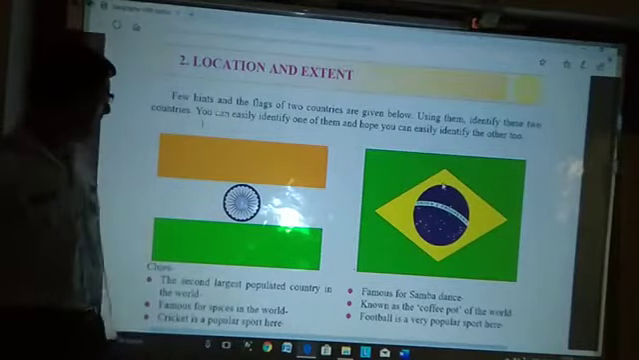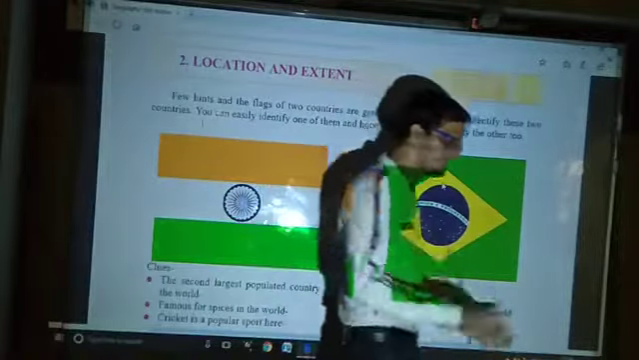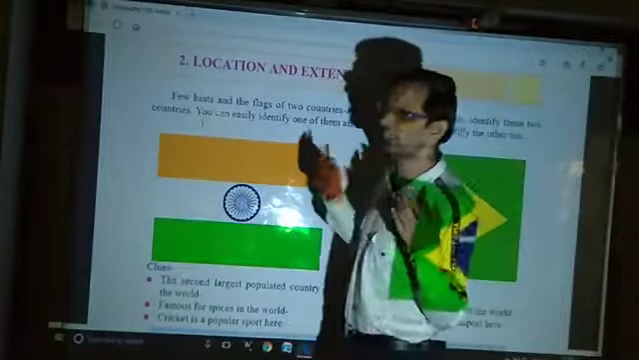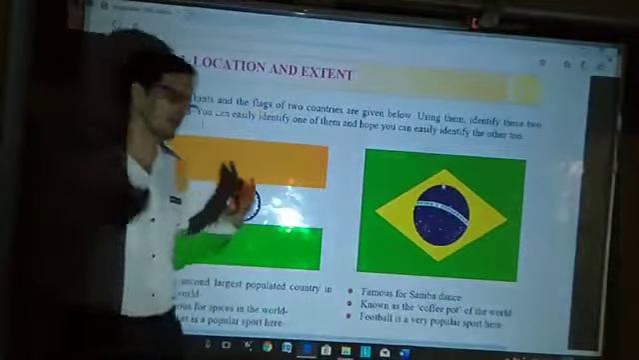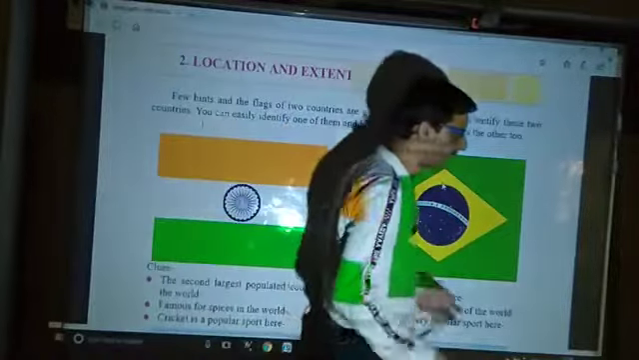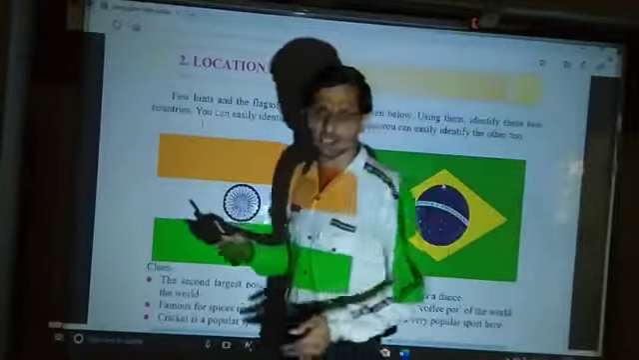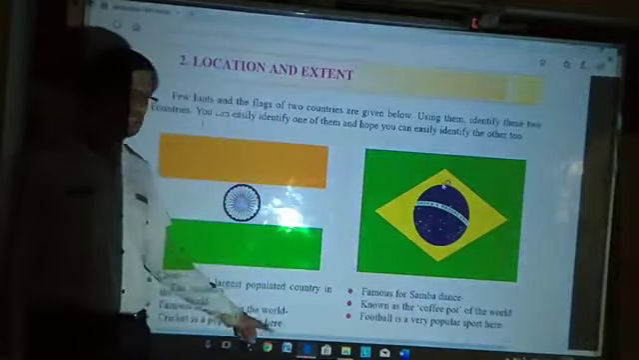Then second, famous for spices in the world. It was from ancient times, not just in modern times, that India was famous for spices. Even Arab traders and European traders, in ancient and medieval times, came to India in search of spices. So obviously India is famous for spices in the world.